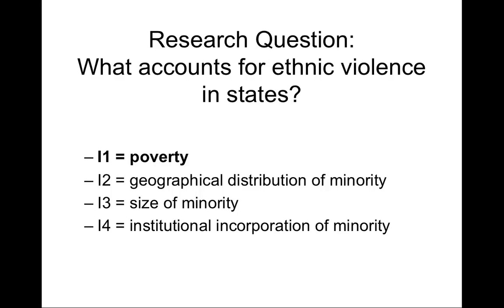And finally, the fourth independent variable here is institutional incorporation of the minority. The argument is that if you have special seats reserved, for example, in Parliament, the minority has a voice, and they have no reason to use violence because they have a stake in the system. If there are no seat reservations, if there's no chance for them to gain access to political postings, then we're likely to find more violence.